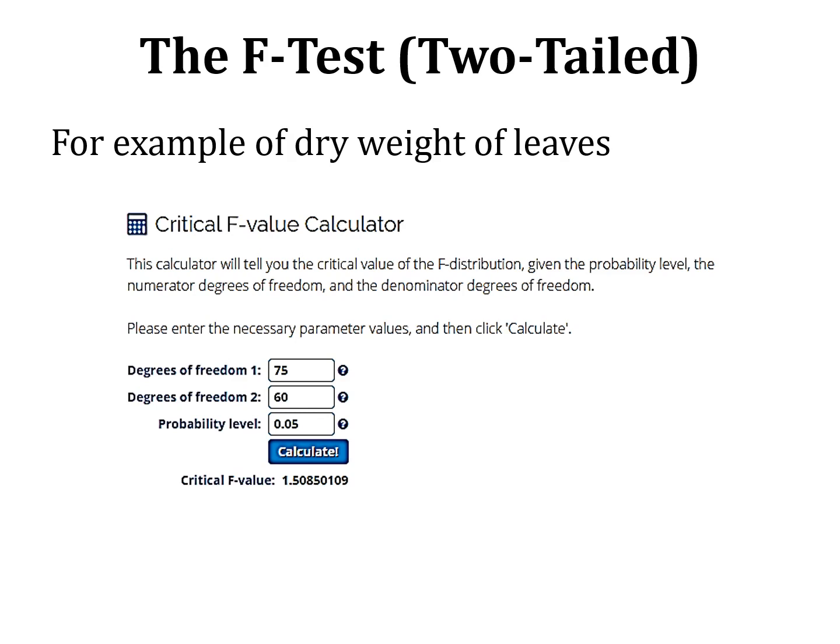Now we put the values of the second example that we used, the example of the dry weight of leaves taken from 2 different fields. What were our V1, V2 and the probability level? Our V1, the degree of freedom of the sample with greater variance, was 75, and V2, the degree of freedom for the sample with lesser variance, was 60. The probability level against which we are checking is 0.05, and when we calculate, we get the result 1.50850109, and this is 1.51. And again, you can see that this is exactly the same value that we got from the table.